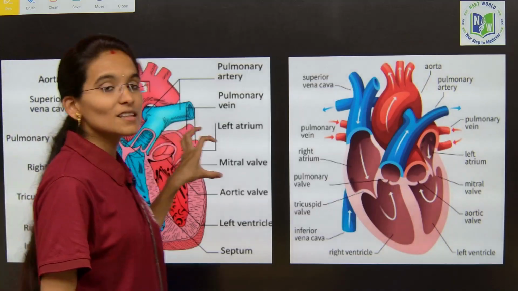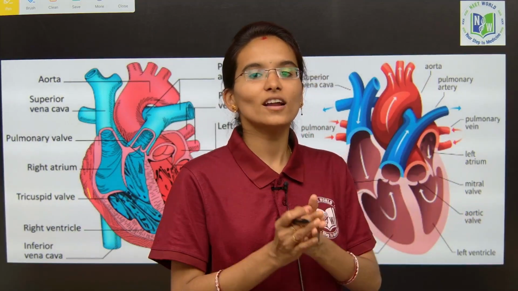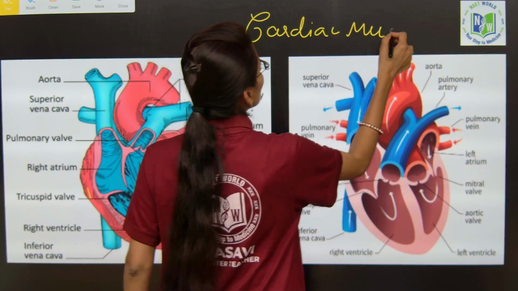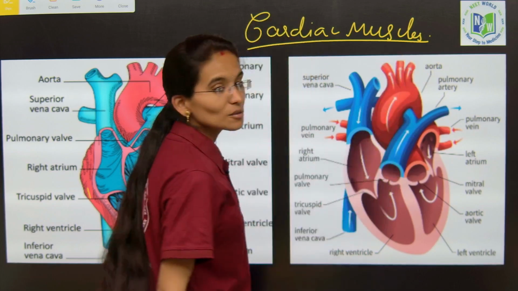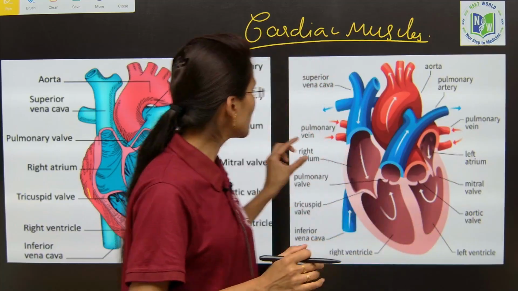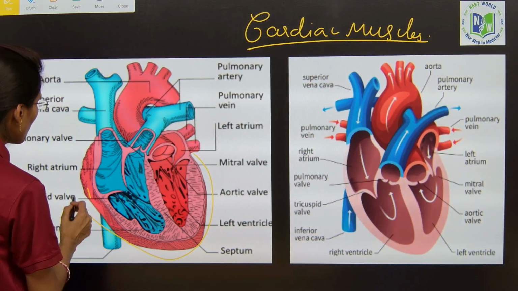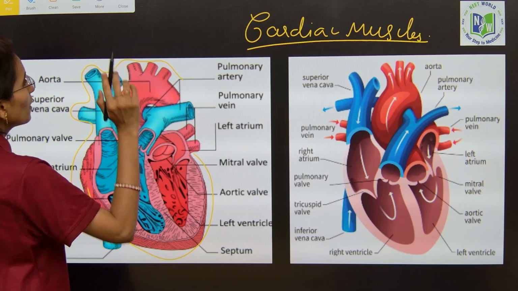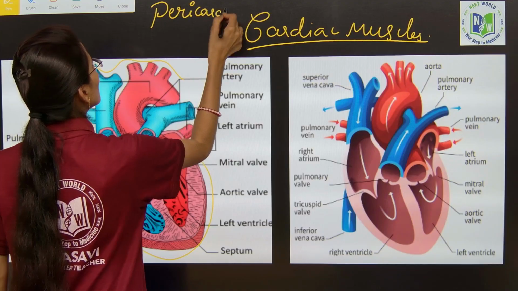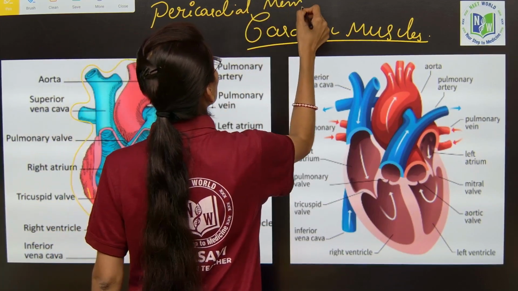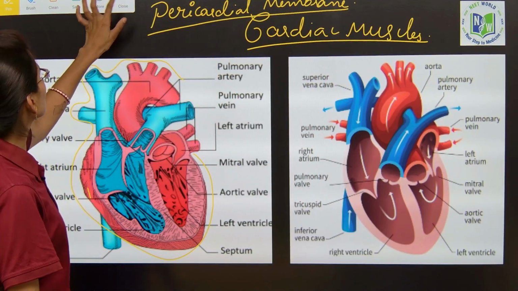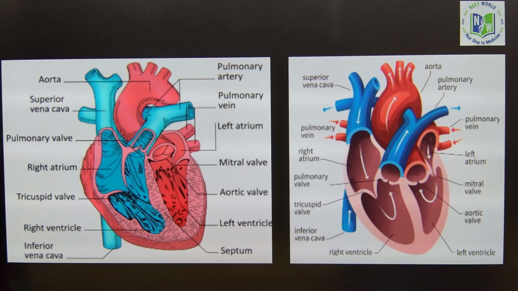And the muscles present inside the heart, those are called what, my dear students? Cardiac muscles. Cardiac muscles are nothing but the muscles present in the heart. The heart is protected and surrounded by a membrane called the pericardial membrane, my dear students. Everyone please note down: it is surrounded by the pericardial membrane and the muscles of the heart are called the cardiac muscles.